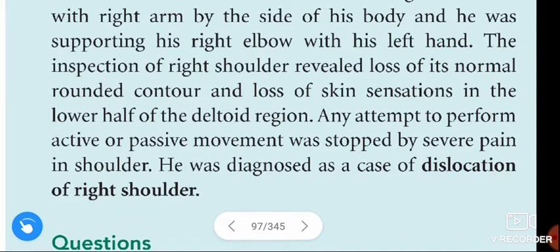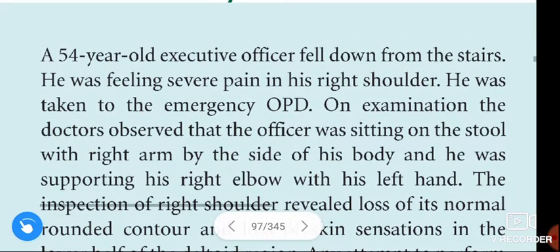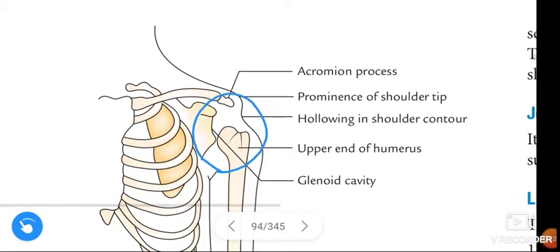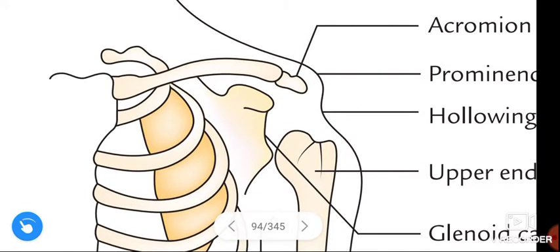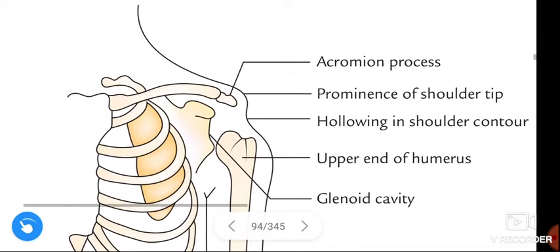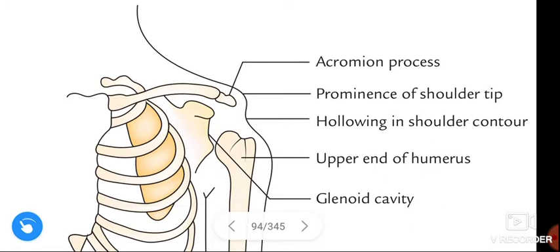Okay guys, the doctors on examination confirmed that it is due to the dislocation of the shoulder joint. See this figure. This is the figure of dislocation of the shoulder joint. Inferior dislocation of head of the humerus. And also what you have to observe here is the change in the contour of the shoulder.